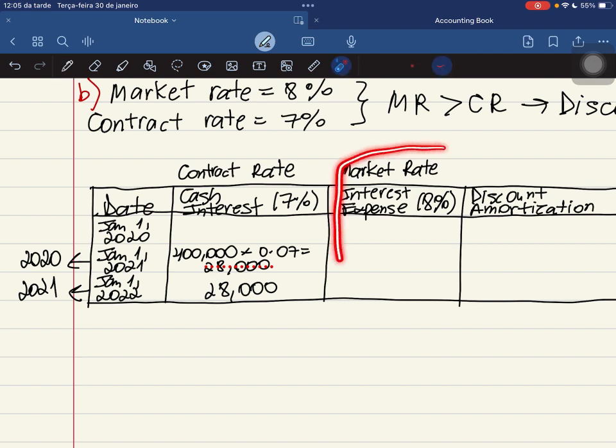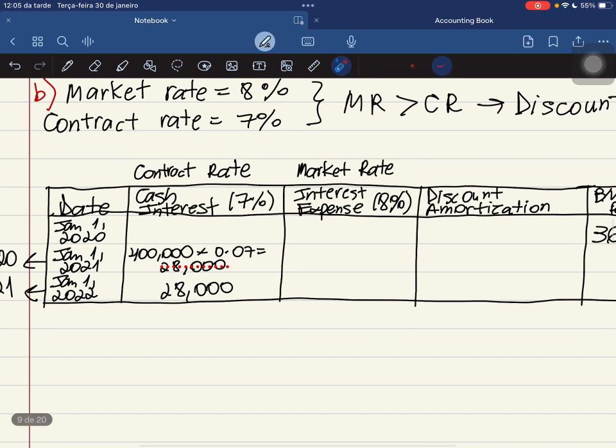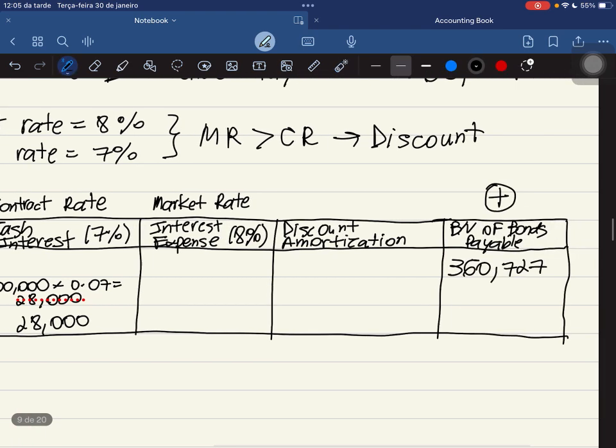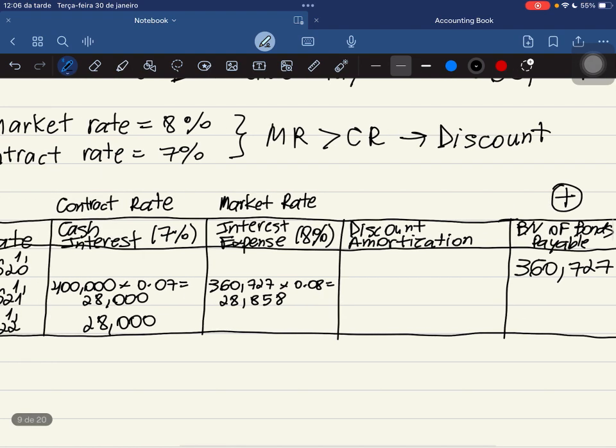But the market rate is this one over here. And this one does change. So we're going to start with the issuance price, 360,727, and multiply by 8%. We can round it, right? Yeah, so 28,858. Then the discount amortization or the premium amortization is going to be the difference between these two numbers, right? In this case, we're going to do this minus this, which is going to give us 858. But let's just write it here in order to be more clear.